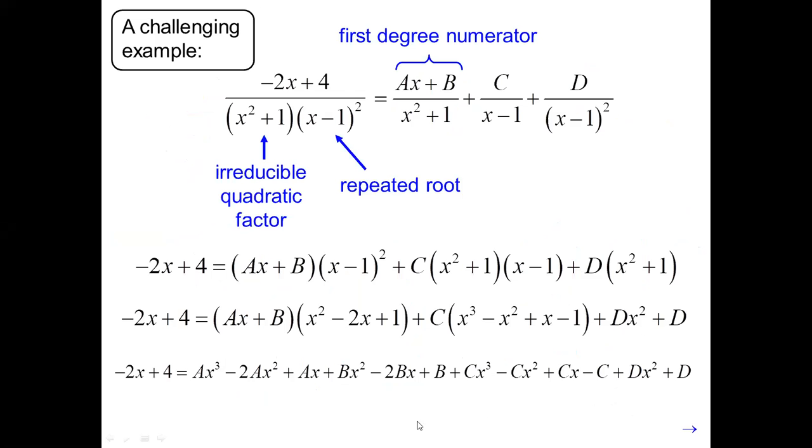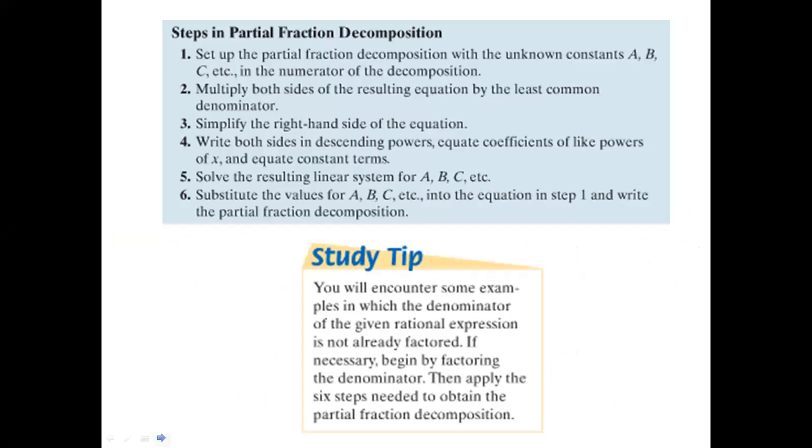So to recap everything that we have discussed, these are what you need to do. You set up the partial fraction decomposition with the unknown constants A, B, C, etc. in the numerator of your decomposition. So the decomposition is when you write the original rational expression into its equivalent partial fractions.